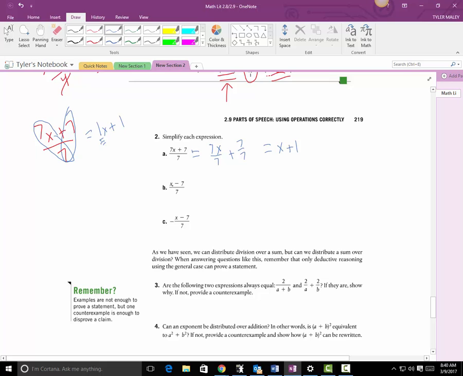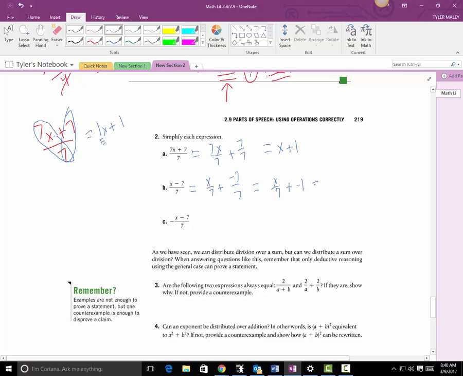So part B, we have x minus 7 all over 7. So again, we can split this up in a similar way. You take your first term, x over 7, and then plus your next term, which is negative 7 over 7. So x over 7 I can't simplify, so we just get x over 7. And then negative 7 over 7, I can simplify that to be negative 1.